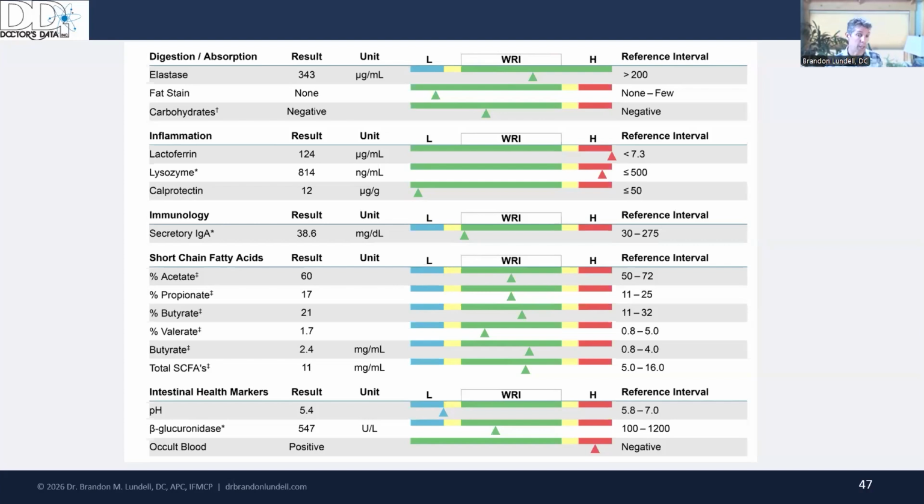And then occult blood: it could be a colon cancer marker, could be an inflammatory marker, those kinds of things. Occult blood always should trigger a follow-up, either another occult blood test, not another whole GI 360, but at least another blood test, and/or it might trigger a colonoscopy or a Cologuard or something like that if it's in an individual with family history or over 50, that kind of thing.